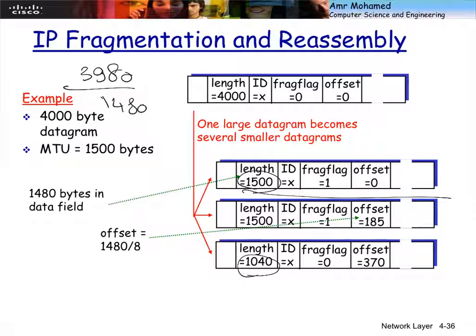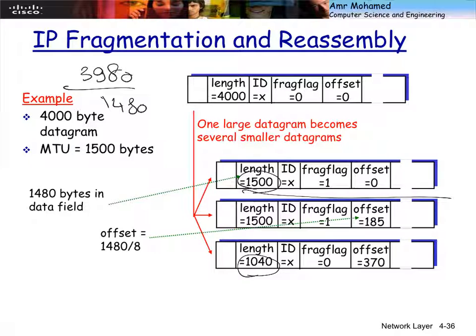So for all these lengths, we add the header length to it, because if you remember, the length field in the packet header includes the length of the data and the header. Okay? So that's how we do fragmentation. And as I said, in IP version 6, we don't have fragmentation.